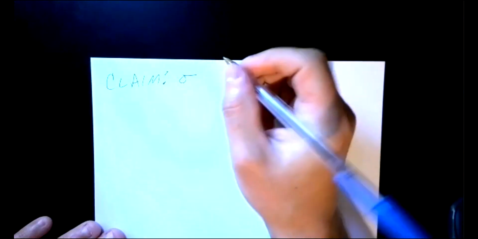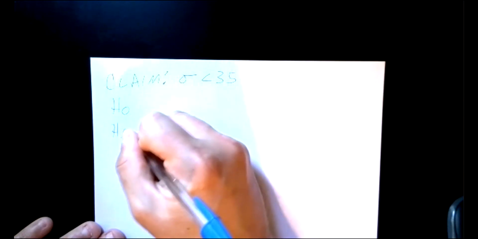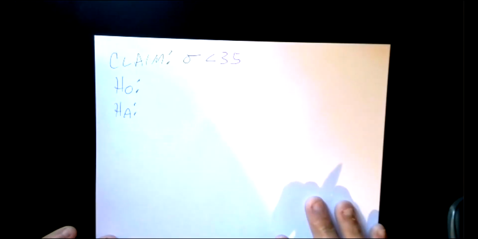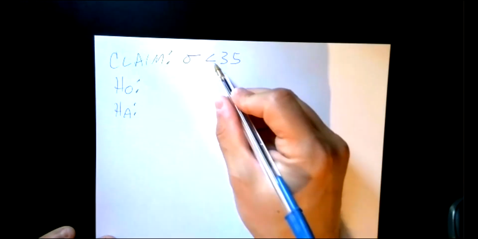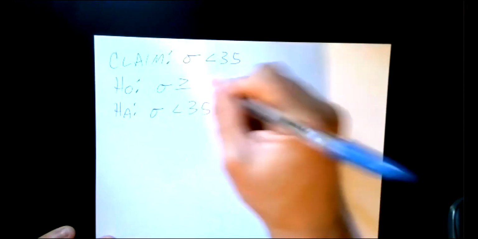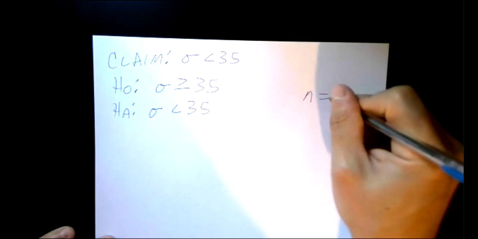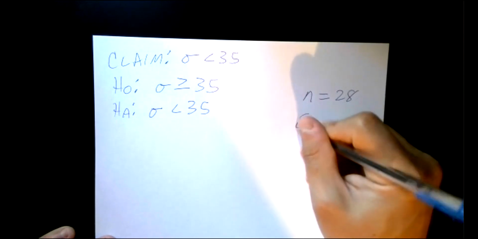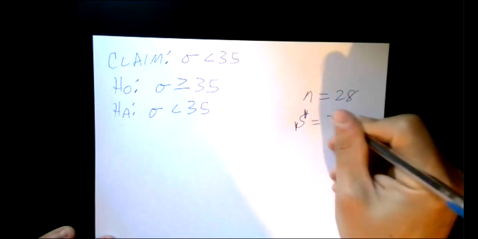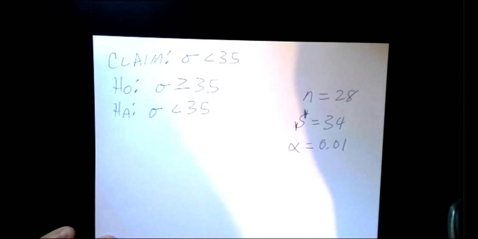Okay, we are definitely talking about standard deviation here. The principal claims the standard deviation is less than 35. The claim does not contain equality, so we move it to the alternative, which means the null will be greater than or equal to 35. We have a sample of 28 math tests, a sample standard deviation S of 34. The 0.01 level, is there enough evidence?